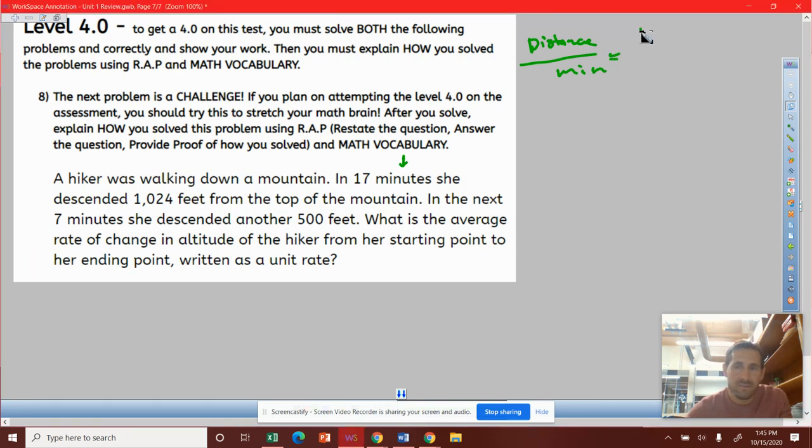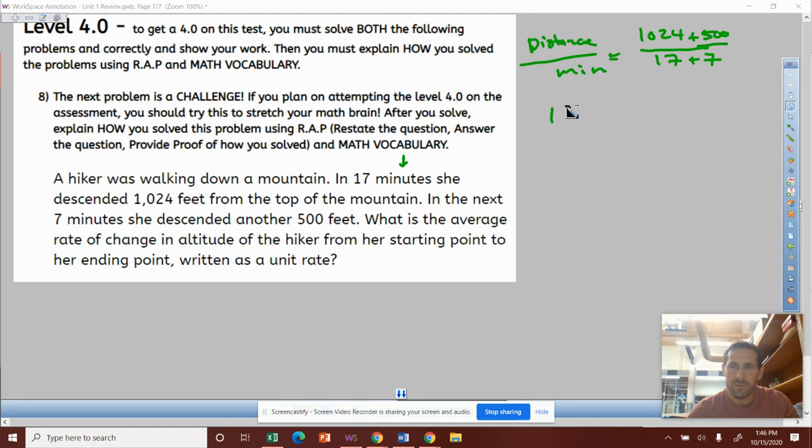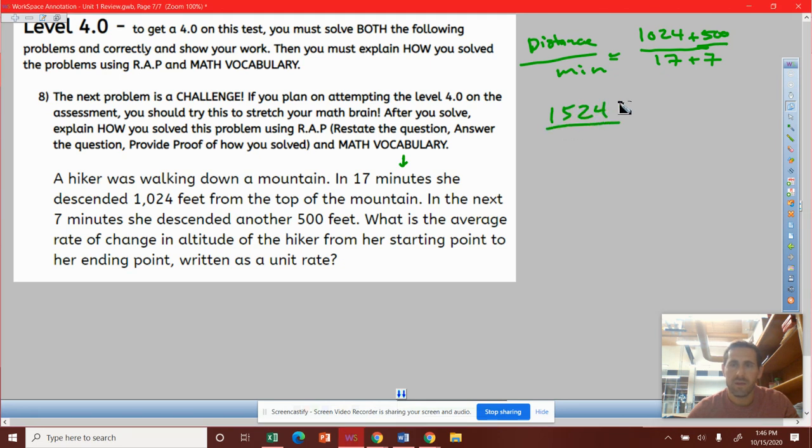Our distance is they went 1,024 feet in 17 minutes, but then they went down 500 feet in the next 7 minutes. So this is a negative quantity. We're descending, we're going down. So this is going to equal 1,524, and 17 plus 7 is 24. So they went down 1,524 feet over 24 minutes.